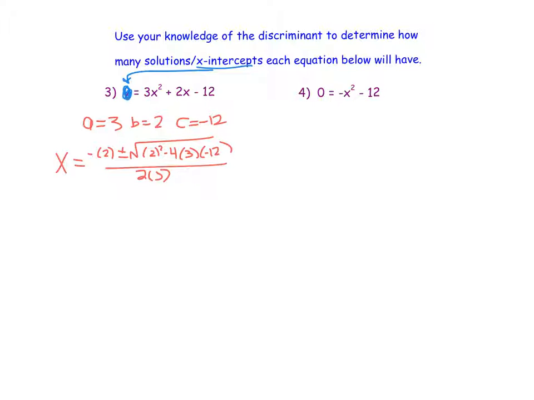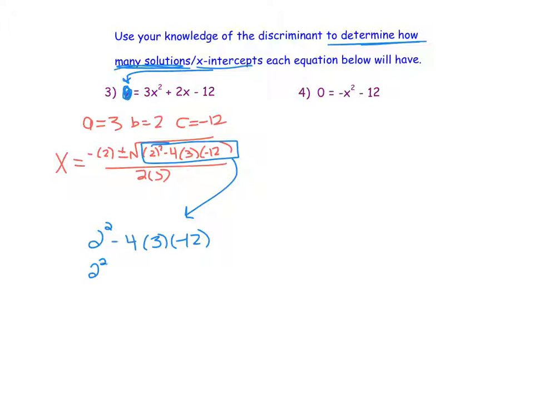So remember, the discriminant is underneath the square root, so that's what I'm going to focus on to determine how many solutions or x-intercepts we have. So I have 2 squared minus 4 times 3 times a negative 12. Now, to make sure I don't make any mistakes with my negative, I'm going to use add op here. So 2 squared plus a negative 4 times 3 times a negative 12.